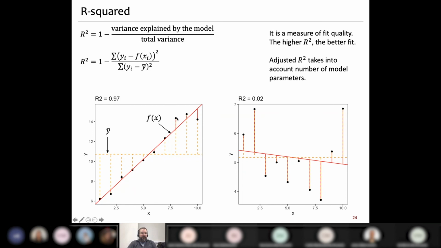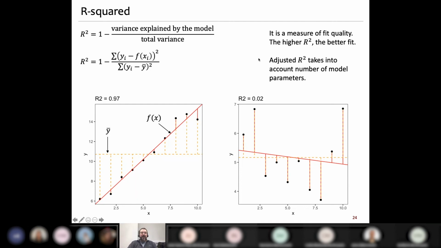You can see this in this figure where the model fits the data very well. The contributions to the residual variance are these short solid lines, while the total variance is represented by the sum of squared dashed lines. This is the mean, this is the model. The data follows the model very nicely, but the total variance is much bigger. In this case, the residual variance is very small, the total variance is larger, and R squared is large, 0.97 in this case. On the right-hand side, we have a case where the residuals are similar to the total variance.